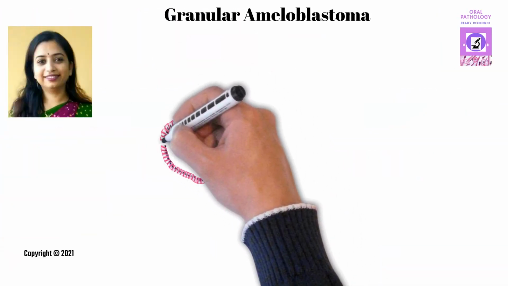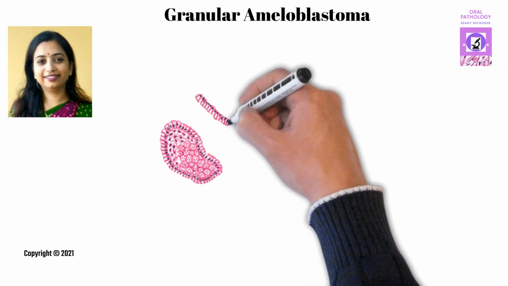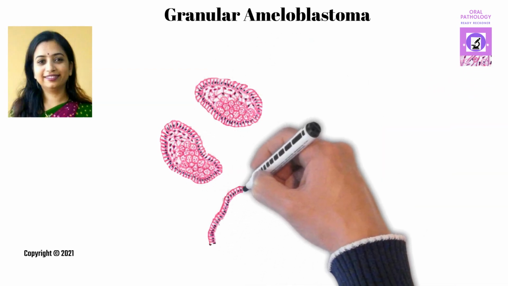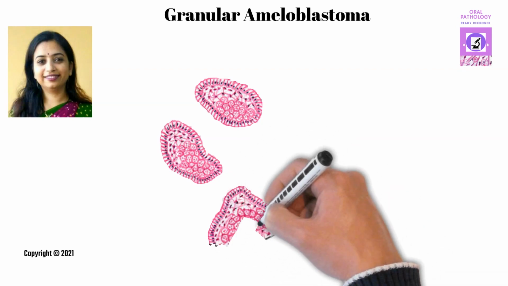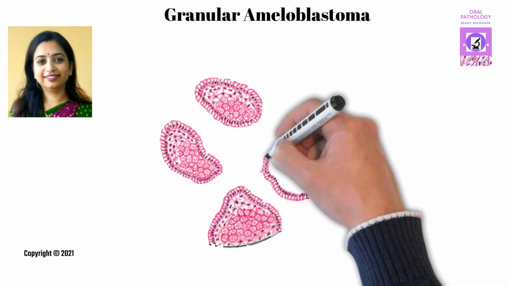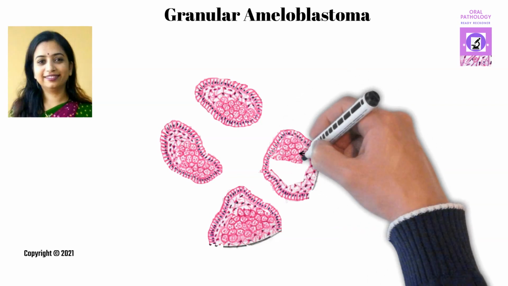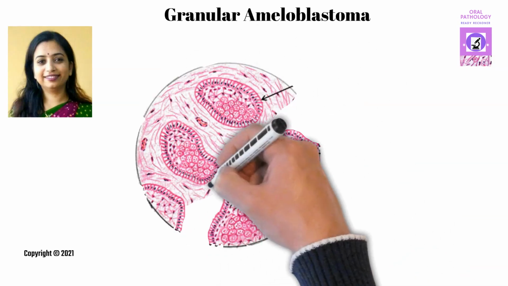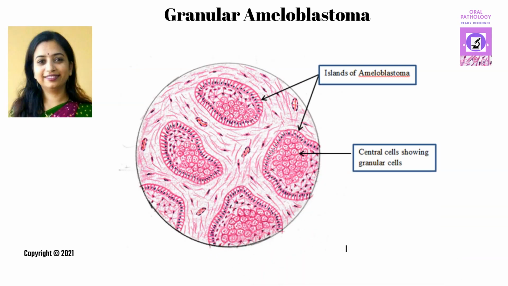Granular cell ameloblastoma is histologically marked by the presence of ameloblastic follicles packed with polygonal cuboidal granular cells which have abundant cytoplasm filled with eosinophilic granules that resemble lysosomes both ultrastructurally and histochemically.